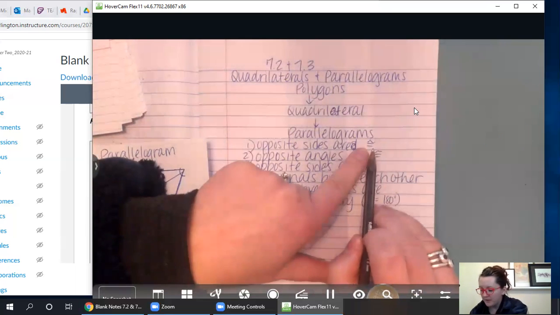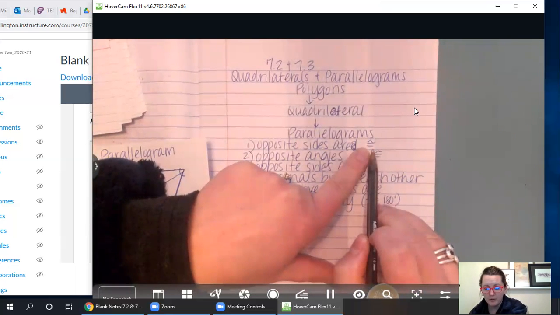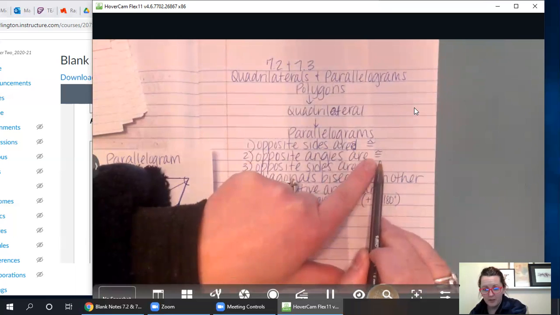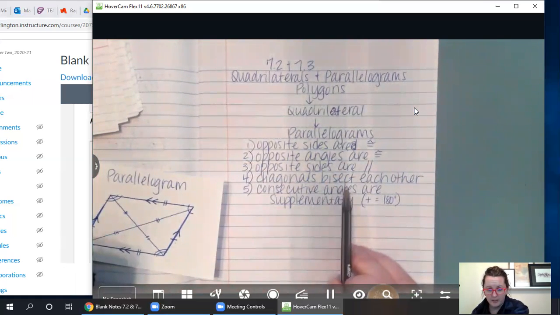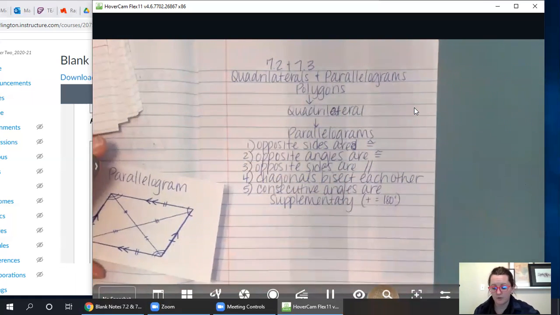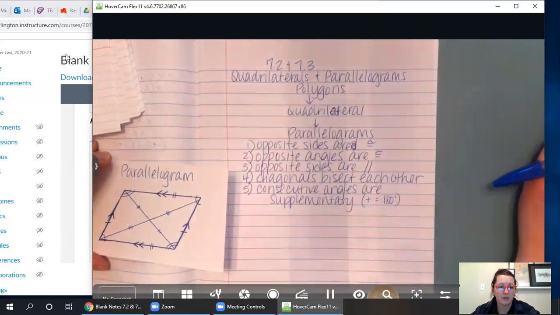So remember, this means congruent. They have equal measure, equal length. This also means congruent. They have equal measure, equal degree. This is parallel, and then bisect each other, cuts in half, and consecutive angles are supplementary. Let's look at some examples here as we go through.